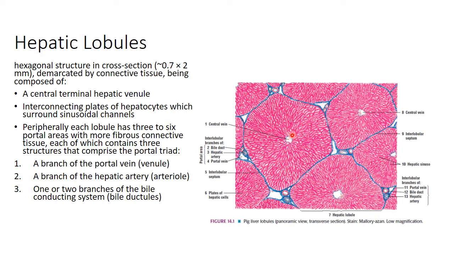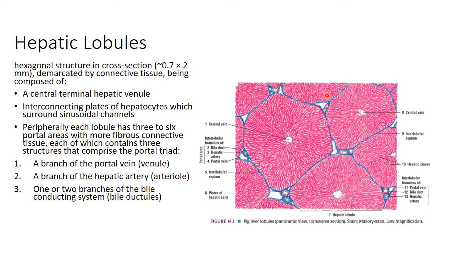Radiating from this central vein are interconnecting plates of hepatocytes. Between them are sinusoidal channels, hepatic sinusoids. So all these red-colored areas are plates of hepatocytes, which are the main type of cells in the liver, and between them is the hepatic sinusoid. In the periphery of each lobule, clearly demarcated by connective tissue, we have on each angle 6 to 8 portal areas.